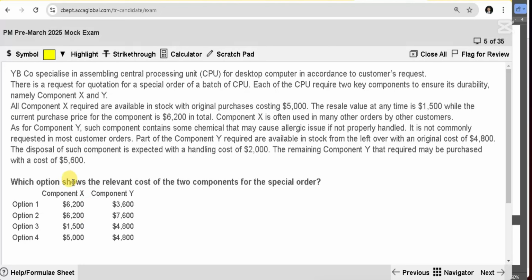Now let's go to the Y, component Y. Such component contains some chemical that may cause an allergic issue if not properly handled. It is not commonly requested in most orders. So it is not commonly requested. So no regular usage. Part of the component Y required are available in stock from the leftover with an original cost of 4,800. Original cost is sunk cost, never relevant, never relevant.